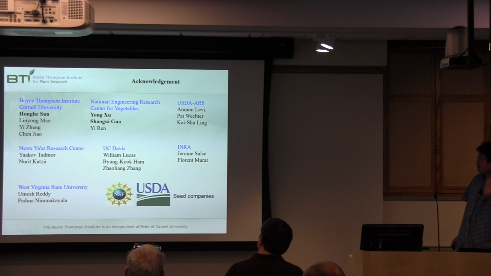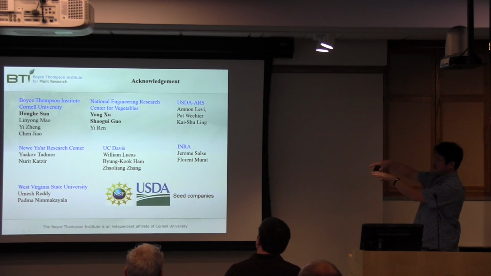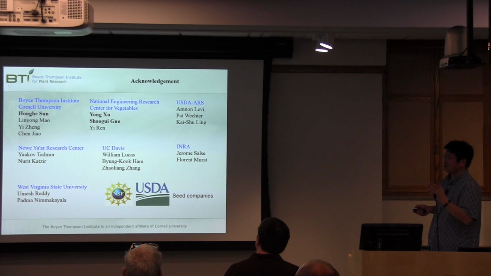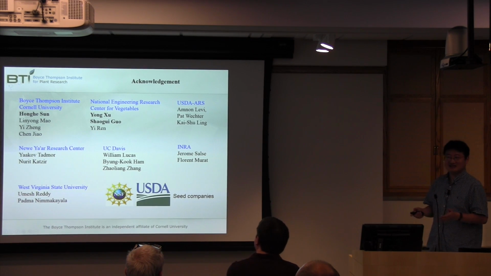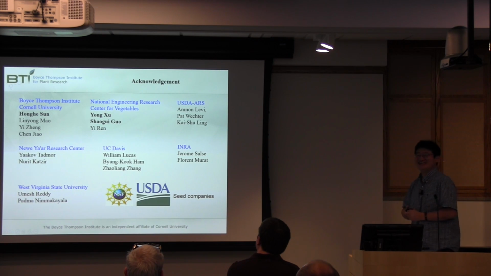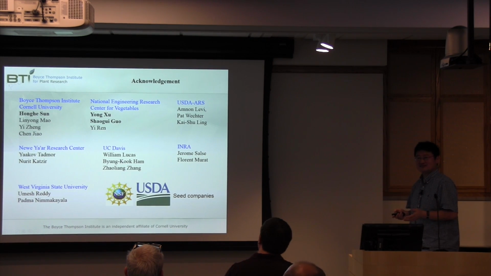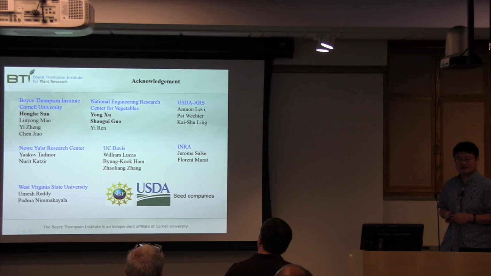Okay, with that, I would like to thank everyone involved in this project. This is a huge consortium, and I couldn't provide the whole list in this slide, but I would like to emphasize several key people. One is Honghe Sun from my group. He did most of the assembly and the genome analysis. And also Shaogui Guo, he was a visiting student in my lab, and is now at the National Engineering Research Center for Vegetables. He also did the genome analysis and the QTL mapping, and the major wet lab work was done in Yongchen Xu's lab in this institute, and all the other people contributed to this. The funding supporting the work in my lab for this project was from the National Science Foundation, USDA, and seed companies.